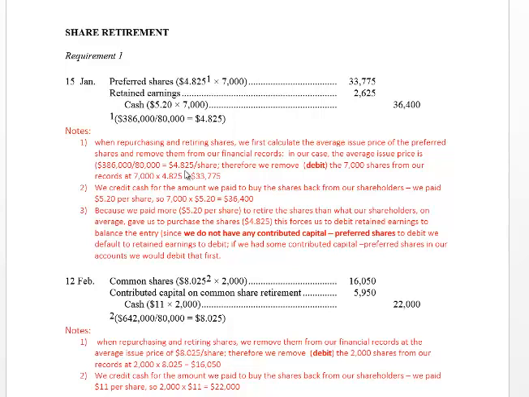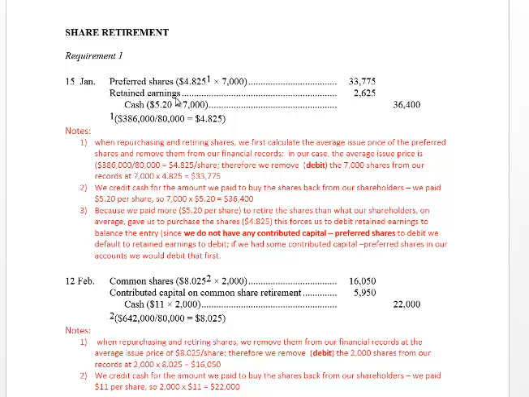So that provides us with an average issue price on the preferred shares of $4.825. So that's the amount on average that the investors gave us when they bought those 80,000 shares. So in order for us to remove the 7,000 preferred shares from the account, we remove them at the average issue price of $4.825. So that gives us a debit of $33,775. So you'll notice because it cost us more, $5.20, to buy the shares back than the investors gave us on average at $4.825 a share, we're going to have to shore it up on the debit side.